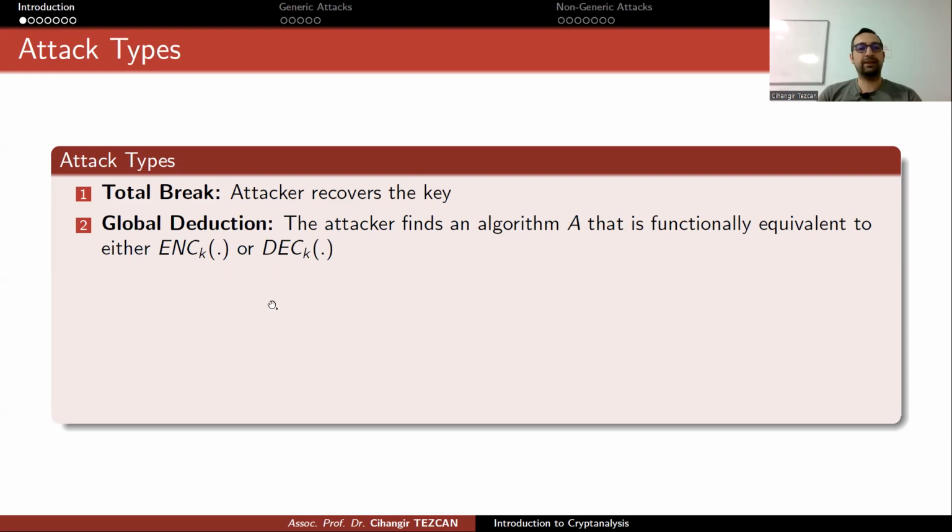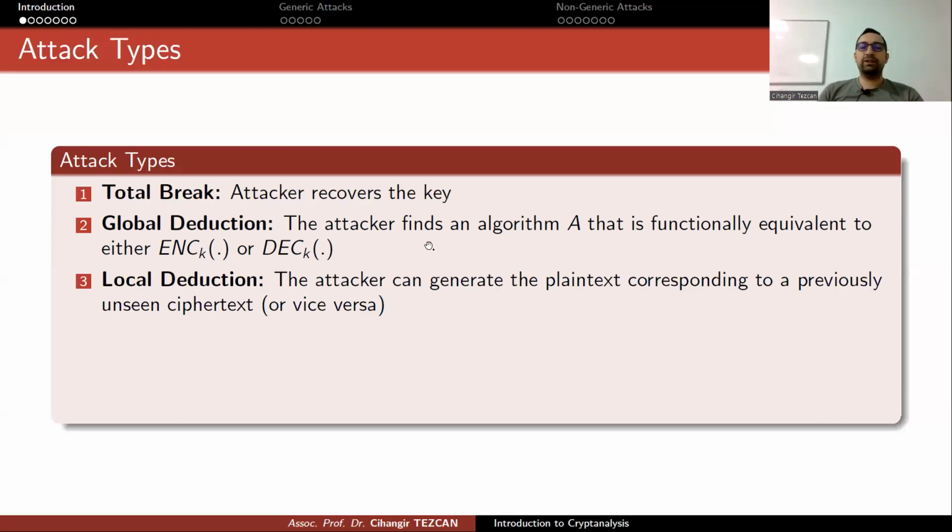For instance, there's an attack type that we can call global deduction. In this scenario, you don't capture the secret key and you don't know what it is. But the attacker finds an algorithm A that is functionally equivalent to either encryption with the secret key K that you don't know, or decryption with this secret key K you don't know. So you find an equivalent function which allows you to encrypt and decrypt. Local deduction is the smaller version, or a subset, of this. The attacker can generate the plaintext corresponding to a previously unseen ciphertext or vice versa. So these kinds of attacks can also happen.